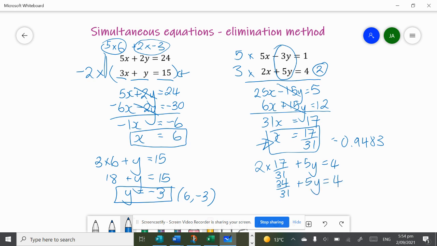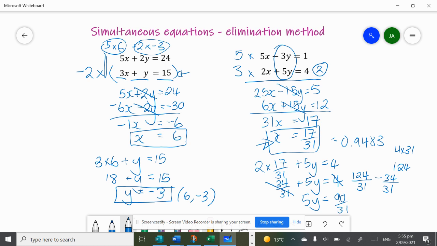Plus 5y equals 4. Let's change 4 to something over 31 so we can subtract the 34 over 31. So 4 times 31 is 124. So we're going to rewrite that as 124 over 31. Okay, so now we can subtract 34 over 31. So that disappears from there. Subtract 34 over 31. So now we've got 5y equals, so 124 minus 34 is 90.